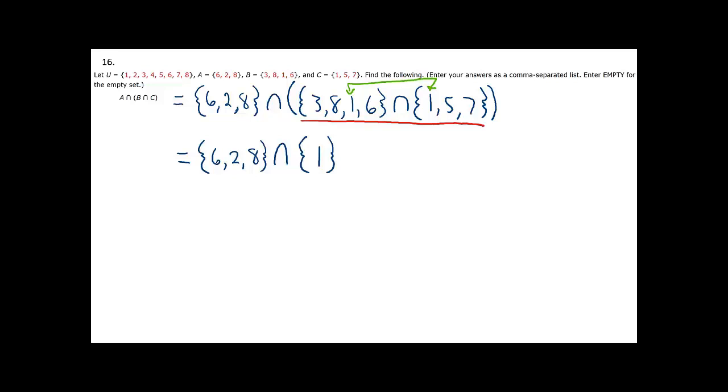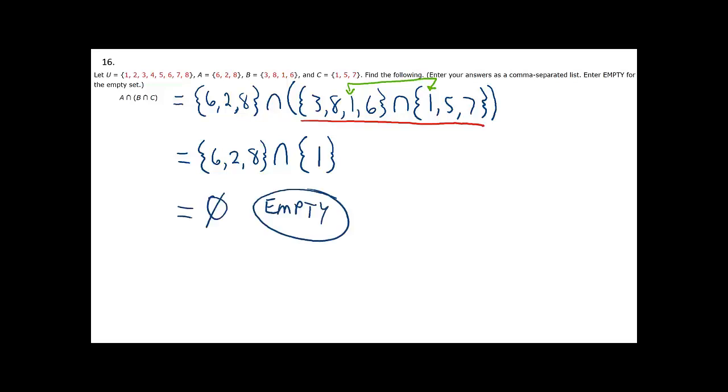Now we want to intersect that with the set on the left, which is the set containing 6, 2, and 8. Well, there is no overlap. There's no 1 on the left, and there's no 6, 2, or 8 on the right. So the intersection of those two sets is the empty set.